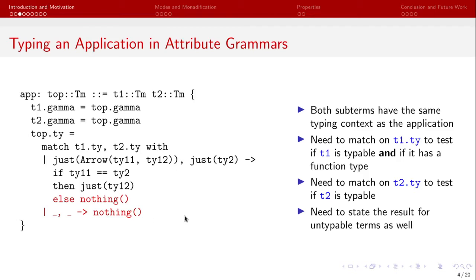Our equations would be greatly simplified if we could assume subterms were typable, and that the term itself is typable, and ignore the failure cases, as we see here, only writing the bare minimum to get the success cases.